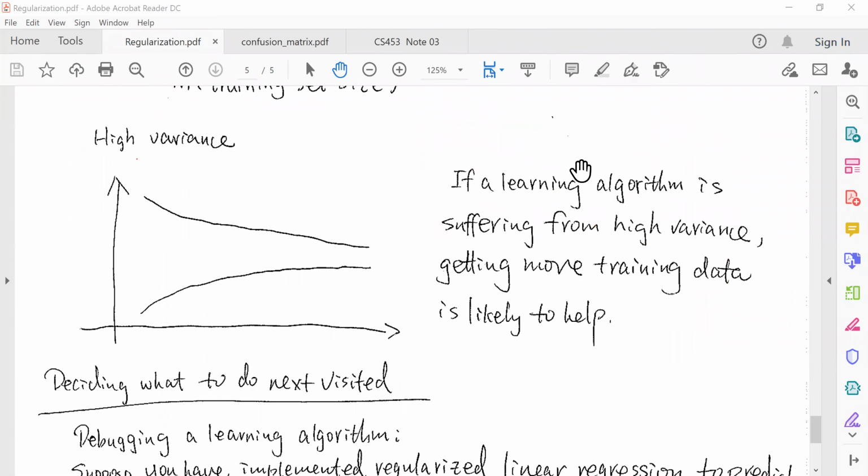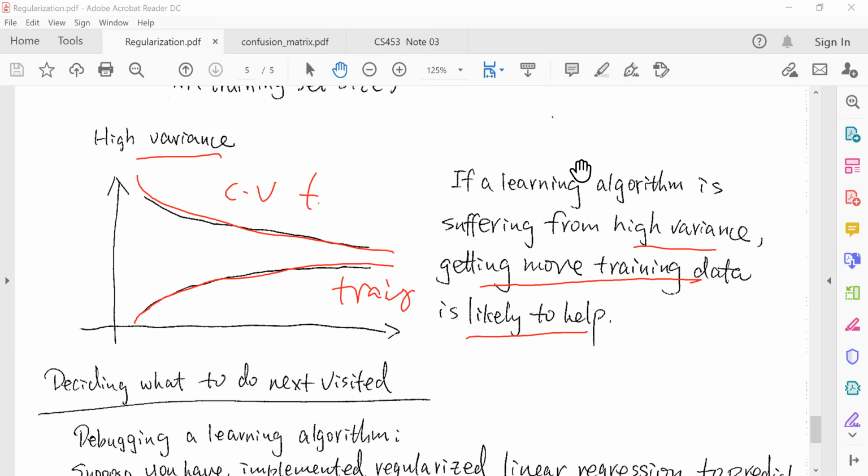And the high variance case, for the learning curve. It says if the learning algorithm is suffering from high variance, then getting more training data is likely to help. We can see, this is training, and this curve is for testing. Later on we will also learn cross validation.